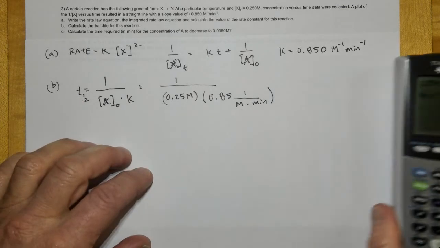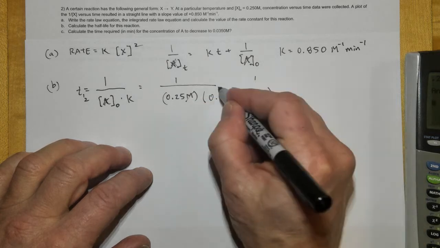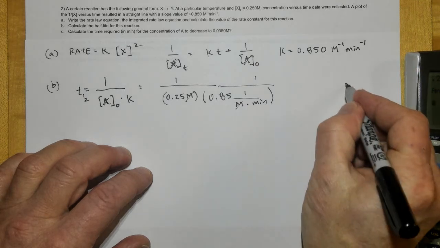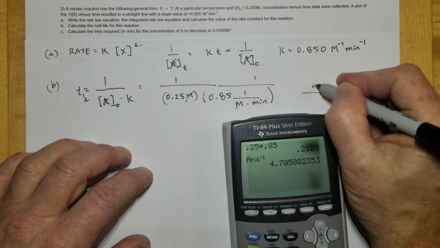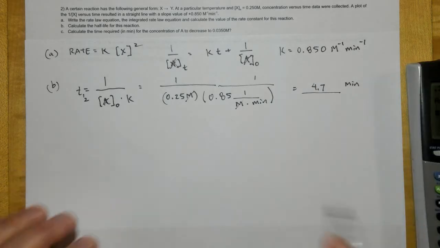And unit-wise here, notice my molarity cancels with my molarity, so I'm 1 over minutes, which when you multiply by the inverse, you're going to get minutes, which makes sense because you should have a time. And so this is 4.7 to 2 sig figs, which is absolutely fine. Just use 2 sig figs right now.